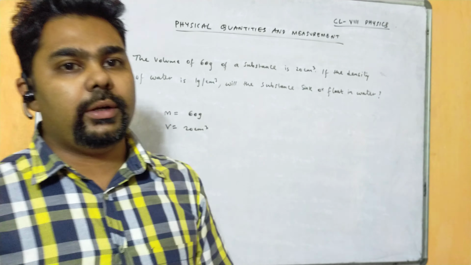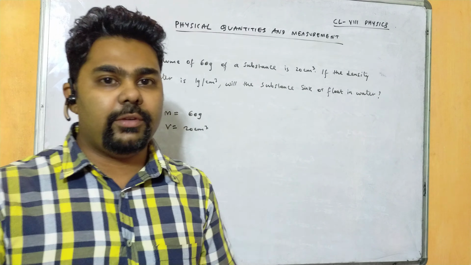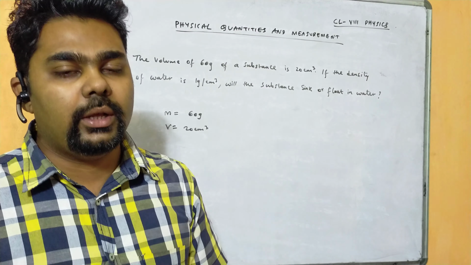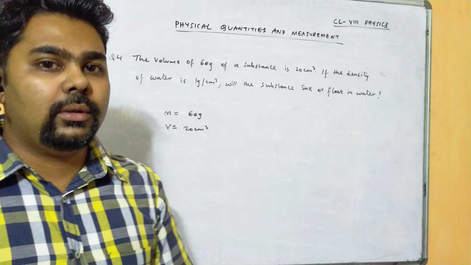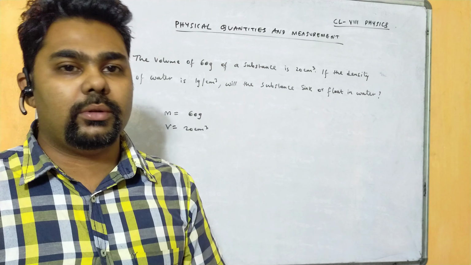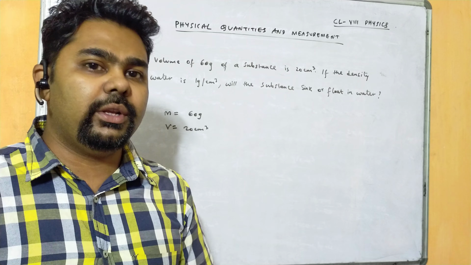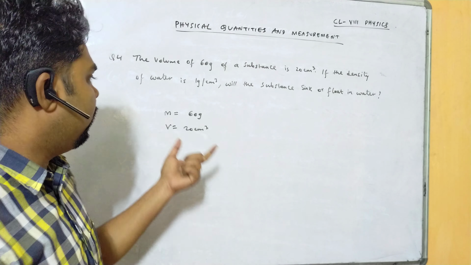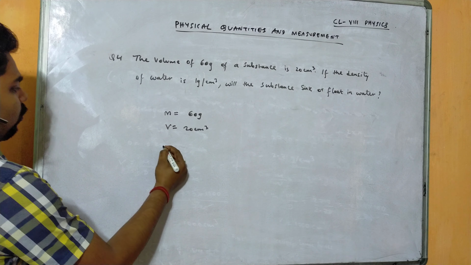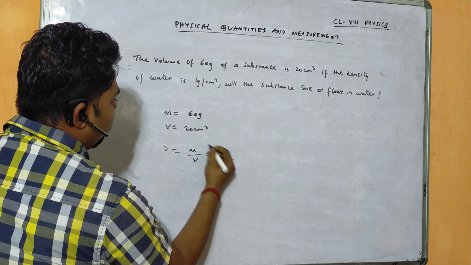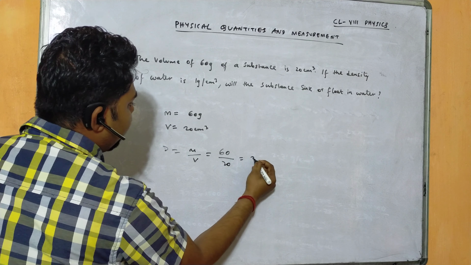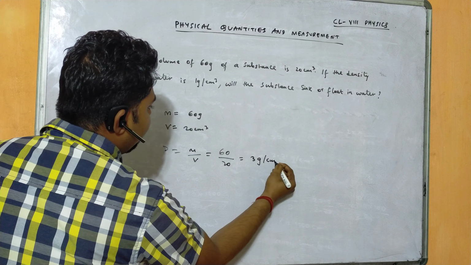We know if the density of any object is heavier than the density of liquid, then it will sink inside. If the density of an object is less than the density of a given fluid or liquid, then it will float out. Okay, so first we will calculate the density. So density is equal to mass by volume. So mass is given as 60 and volume is given 20. So 60 by 20 is 3 gram per centimeter cube.